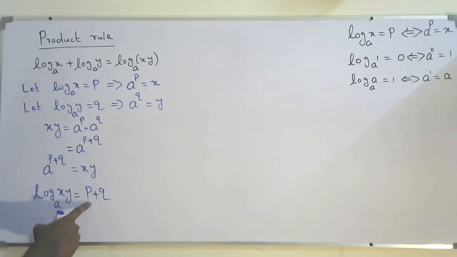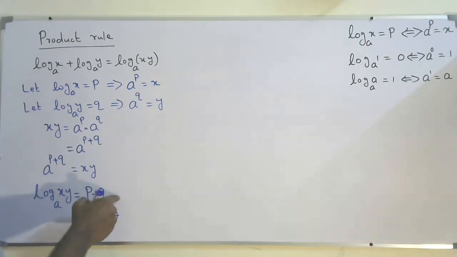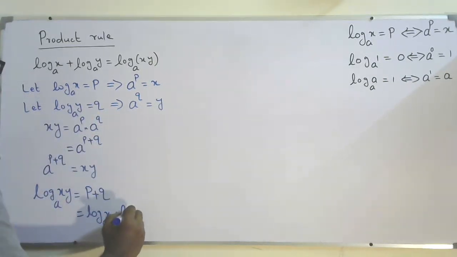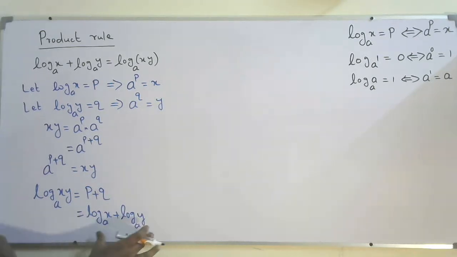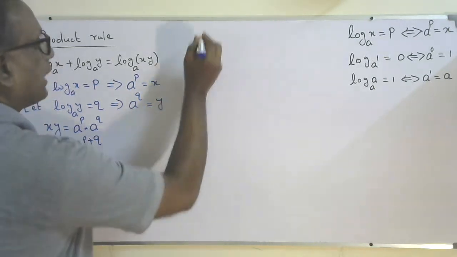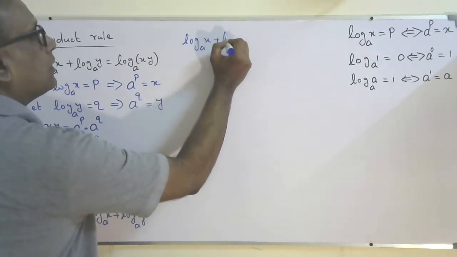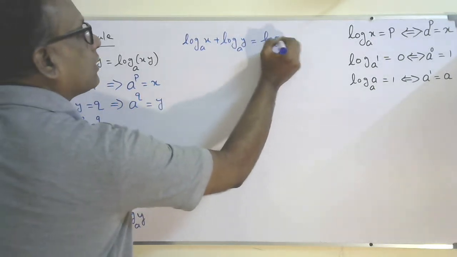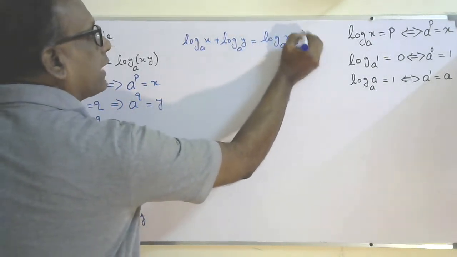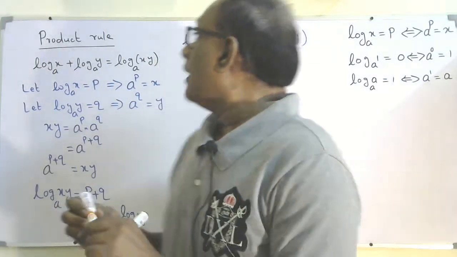Now we know p is equal to log a of x and q is equal to log a of y. So I can write log a of x plus log a of y equal log a of xy. So this is the derivation for the product rule.